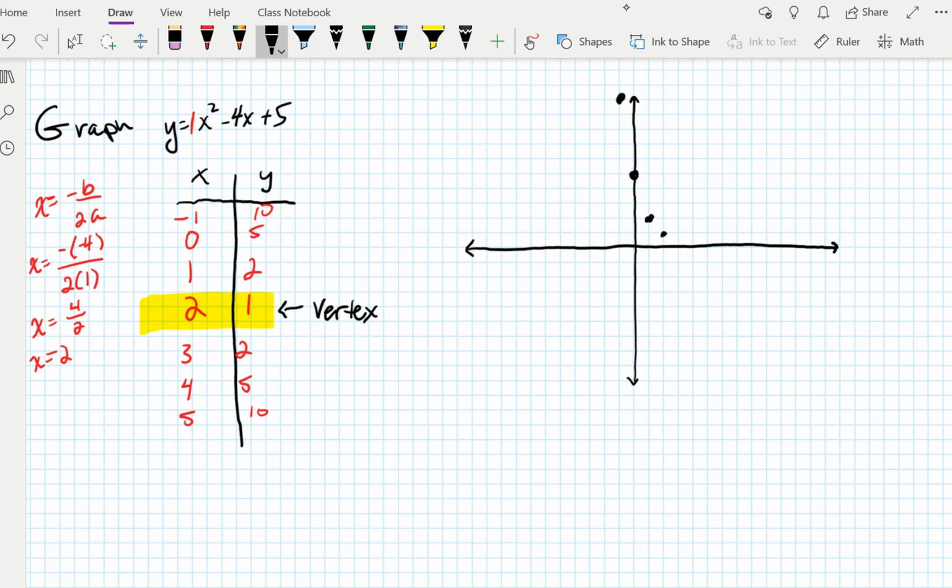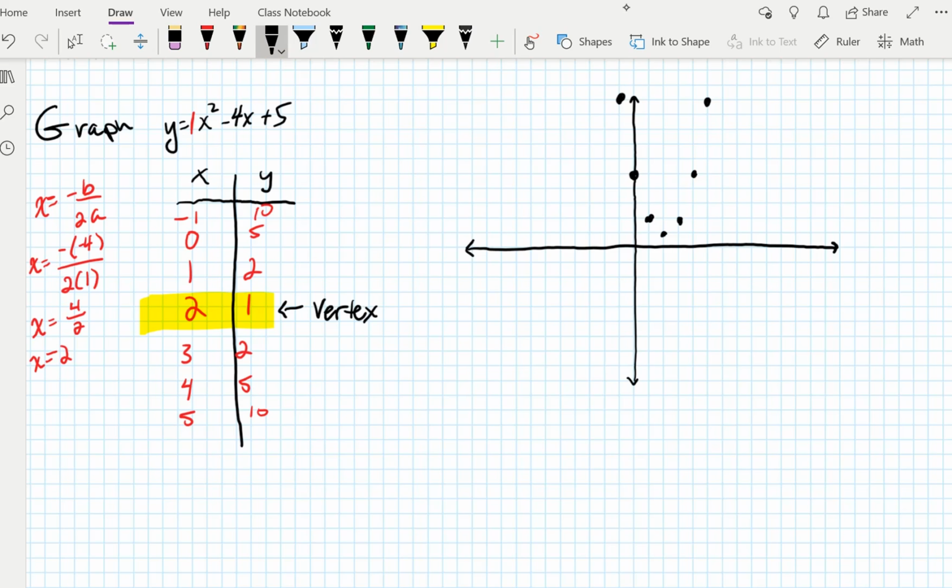the values should mirror themselves. We should expect to see a point here, here, and here. I just made it equidistant from that value in the middle there, the axis of symmetry. So let's just make sure we have 3, comma 2, 4, comma 5, yep, and 5, comma 10.